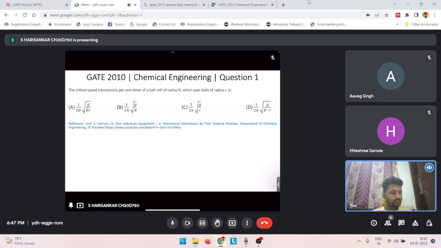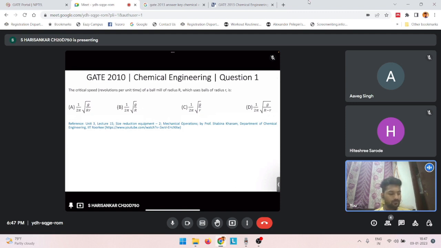So this is a question from chemical engineering from GATE 2010, question number 1. The critical speed or revolutions per unit time of a ball mill of radius R, which uses balls of radius small r, is, and the four options are given as follows.